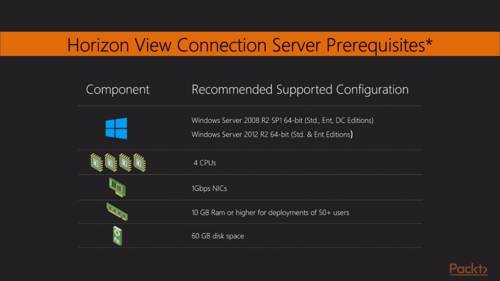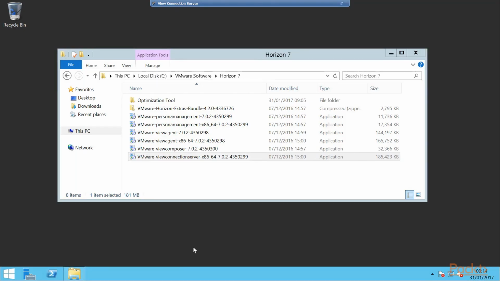This server has already been pre-built in the installation and setup section of this course. So let's start the installation of the View Connection Server. This is going to be the first instance of the connection server and will be installed on the virtual machine with the host name HZN7-CS1. This was built during the installation setup part of this course.